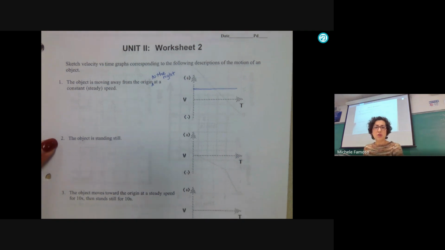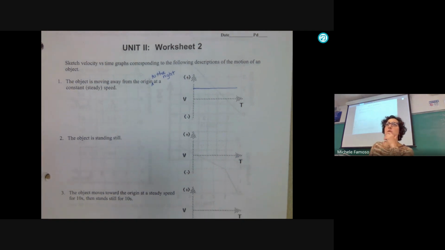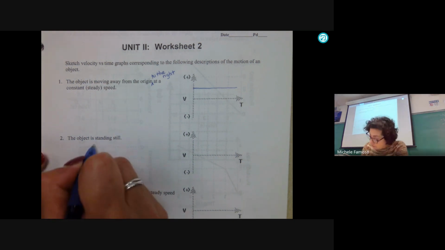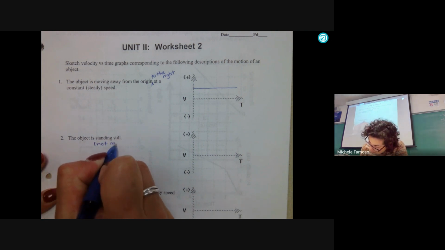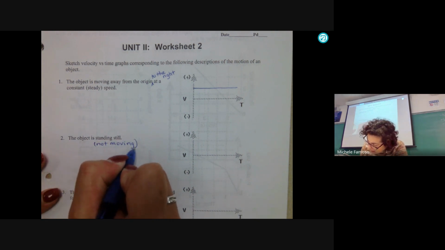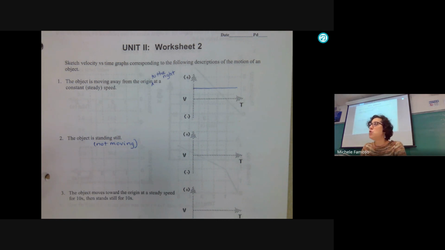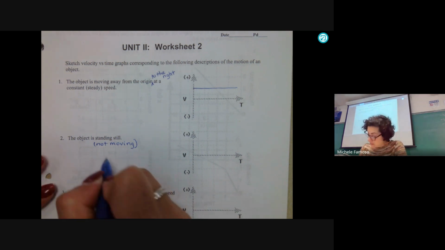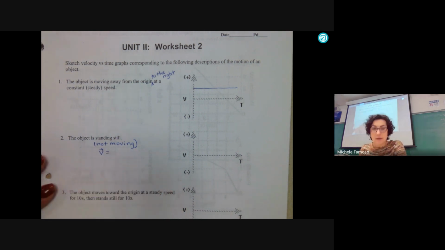What about number 2? The object is standing still. What does that mean if we say you're standing still? You're not moving. What does that mean your velocity is if you're not moving? What is your velocity? 0.